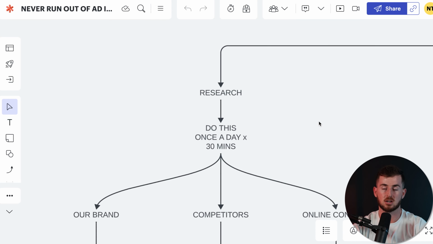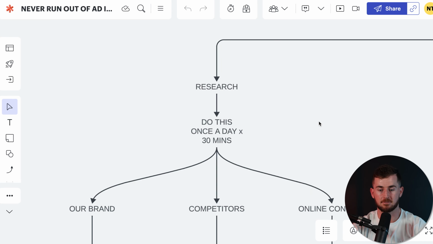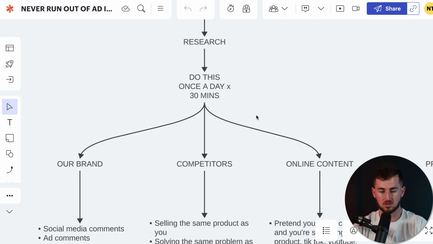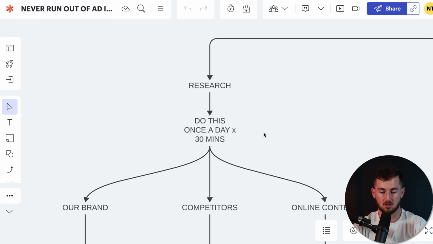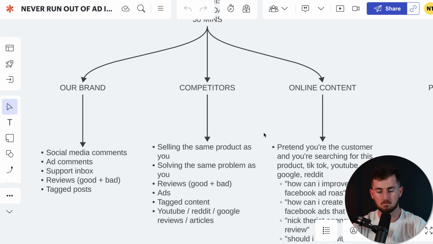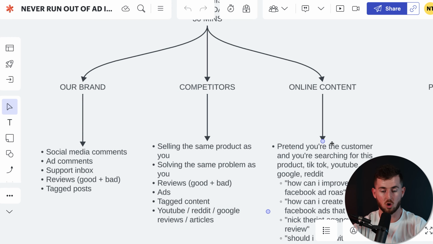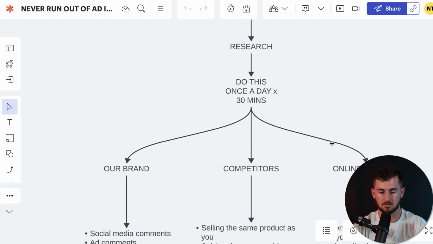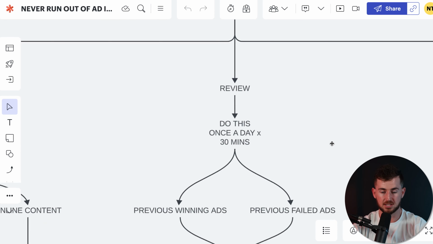That alone should give you 30 to 40 different ad ideas, and in terms of content for the account and everything like that to create. Again, we do a research session once per day, 30 minutes a day. And we just kind of pick one of these and go all in on that full research session for that. Now, next thing is review session.